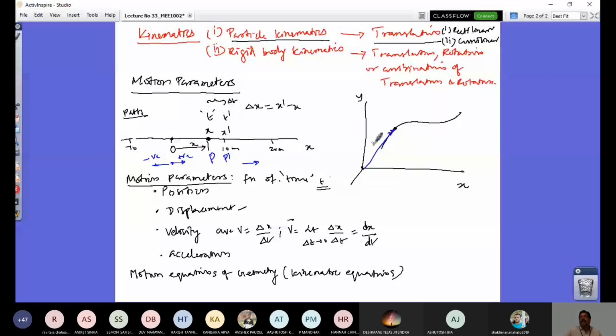So how do I represent the r vector now? The r vector is x i plus y j. Like that I will represent. So this is P at time t. At the next instant, suppose it is here, P dash at time t dash. This position vector is now r dash. So you will have this delta r vector. The definition of your velocity vector is the limit as delta t tends to 0 of delta r by delta t, which is equal to dr by dt.